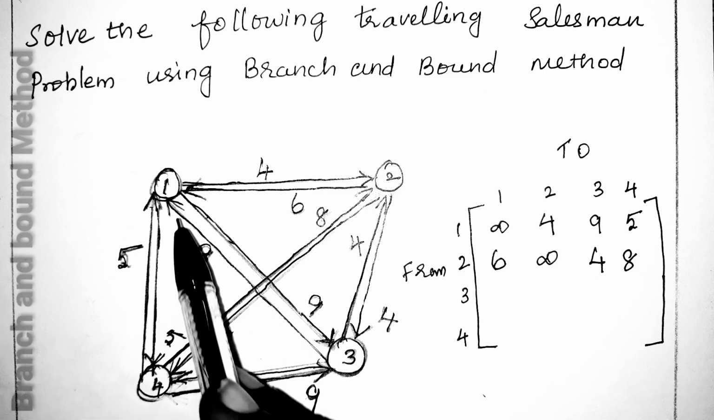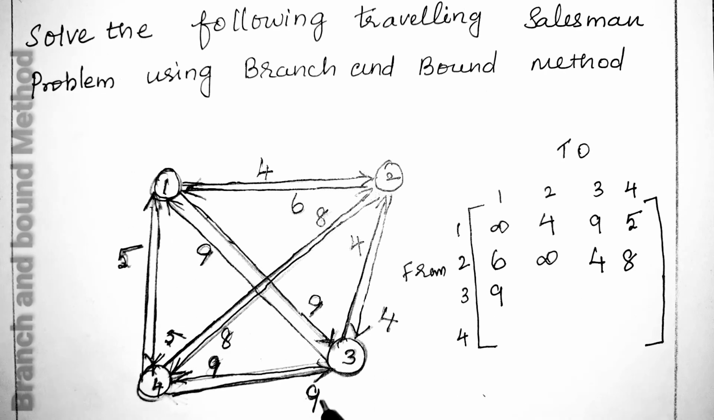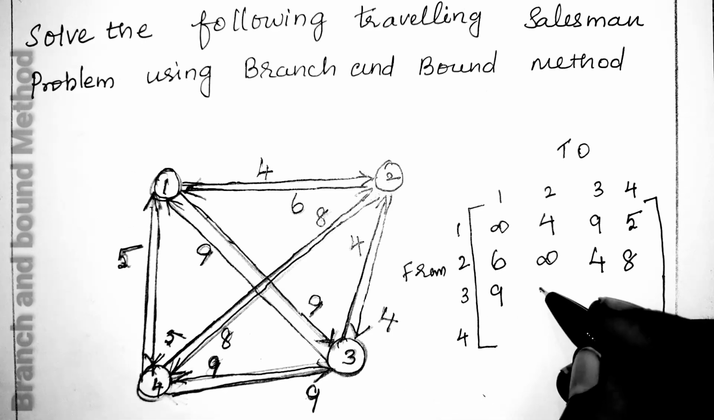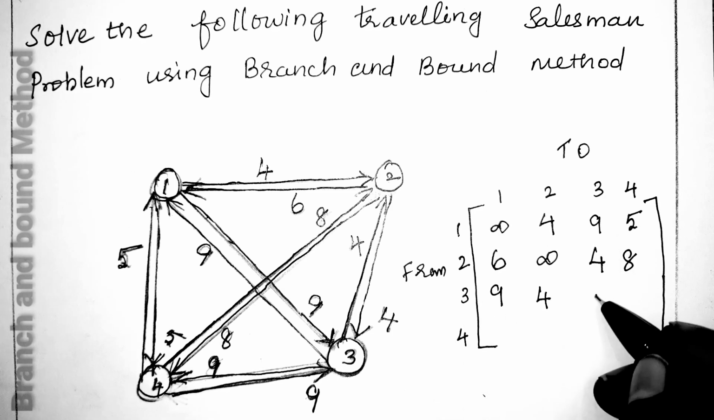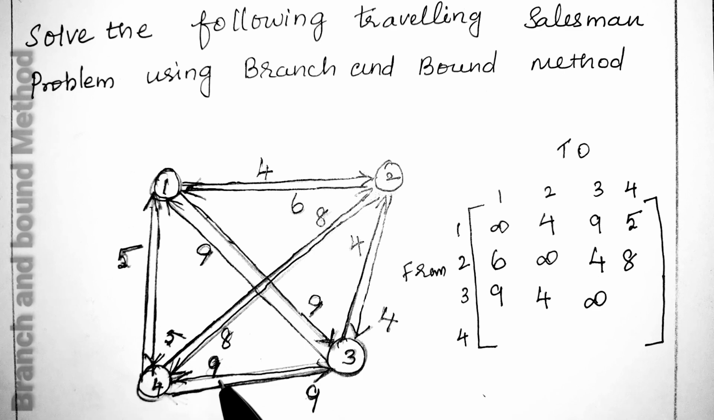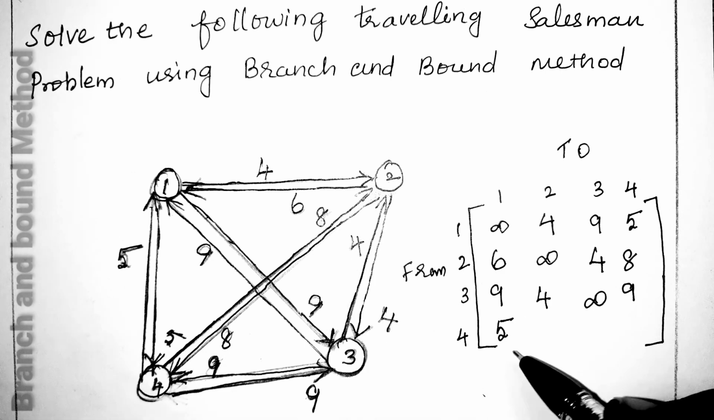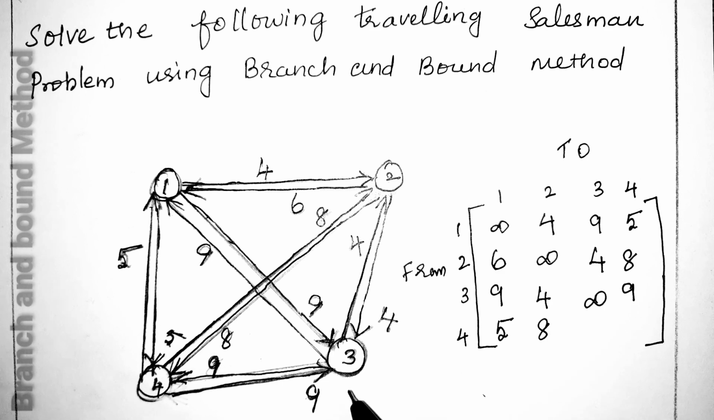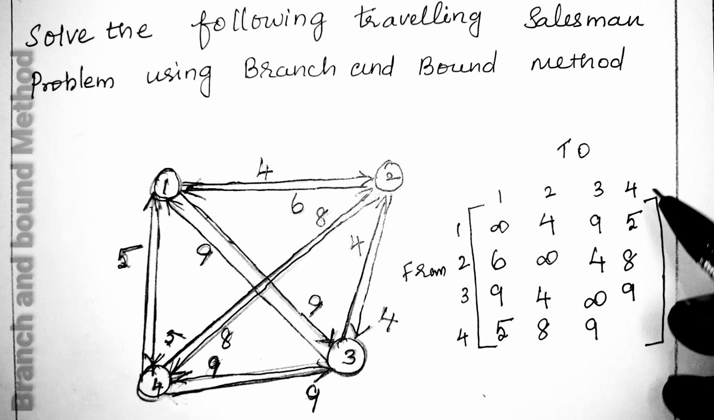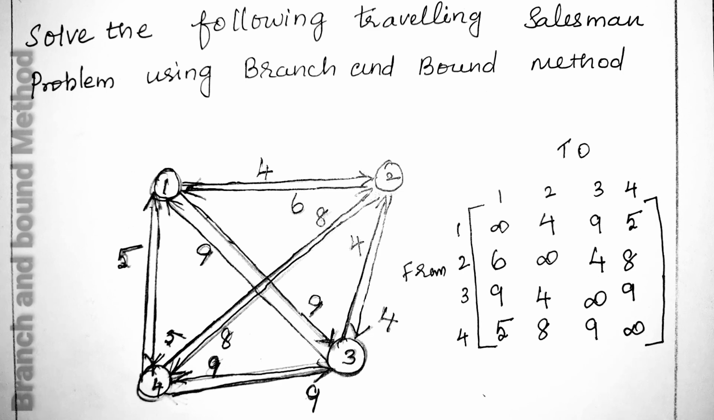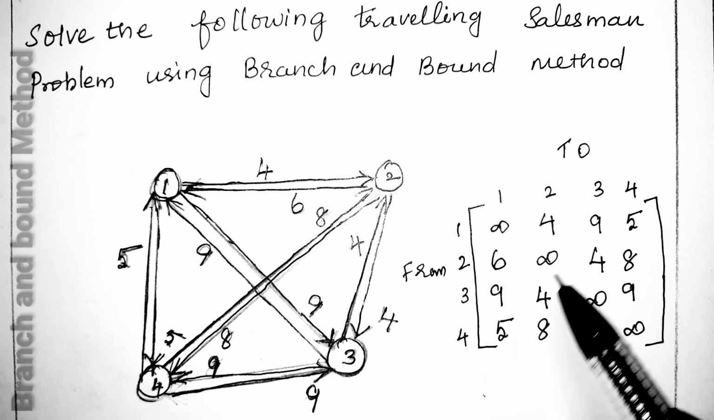City 3 to 1 is 9. City 3 to 2 is 4. City 3 to 3 is infinity. City 3 to 4 is 9. City 4 to 1 is 5. City 4 to 2 is 8. City 4 to 3 is 9. City 4 to 4 is infinity. This is the cost matrix. The traveling cost for each city is given here. We have to find the minimum traveling cost and the optimal path for this problem.